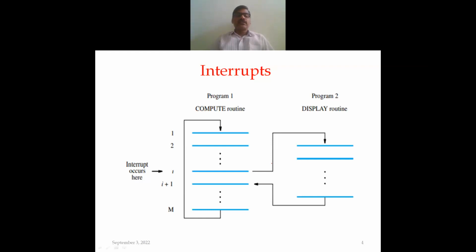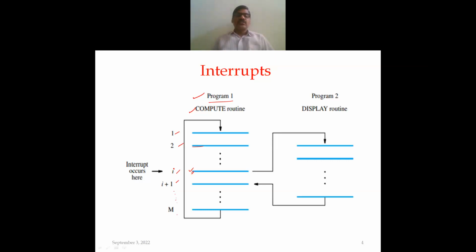So the interrupts are like this basically. For example, you have a computer program 1, which we call a compute routine. The instructions are instruction 1, instruction 2, and so on, the ith instruction and then i plus 1, and like that we have m instructions. Normally the instructions are executed in a sequential manner. The first instruction is executed, then the second instruction, and it will continue like that till the ith instruction.